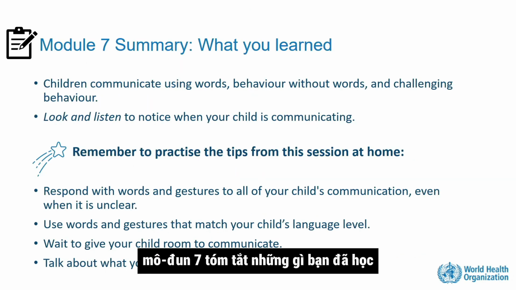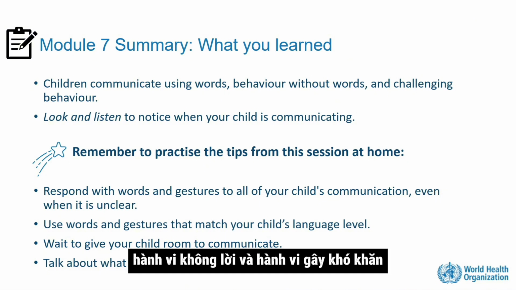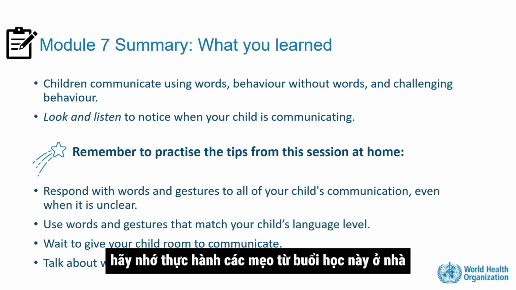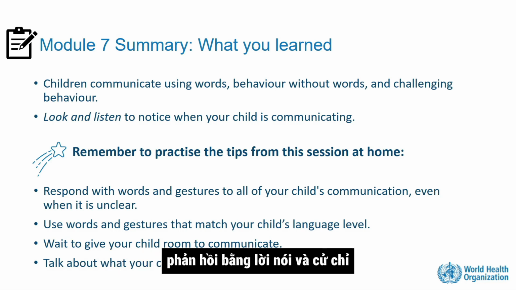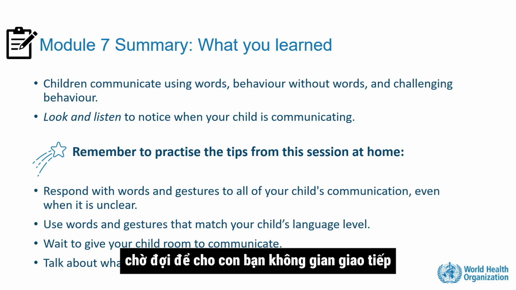Module 7 Summary. What you learned. Children communicate using words, behavior without words, and challenging behavior. Look and listen to notice when your child is communicating. Remember to practice the tips from this session at home. Respond with words and gestures to all of your child's communication, even when it is unclear. Use words and gestures that match your child's language level. Wait to give your child room to communicate. And talk about what your child is looking at and doing.